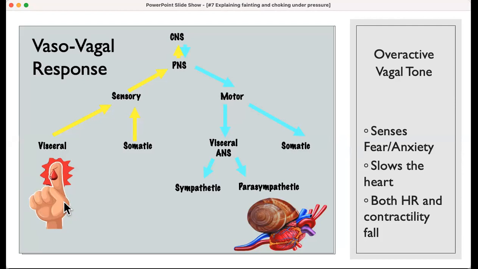You see it, you start feeling faint, and then you get this response where the heart rate slows. And this is a picture with the snail on top of the heart. This usually comes from an overactive vagal tone. And it usually happens when people are younger, and it goes away with age and experience.